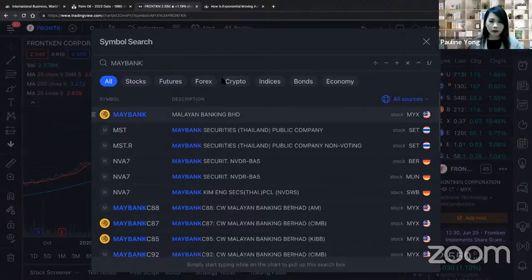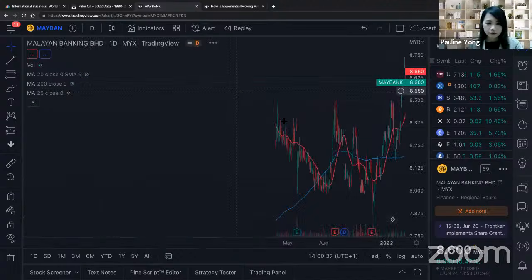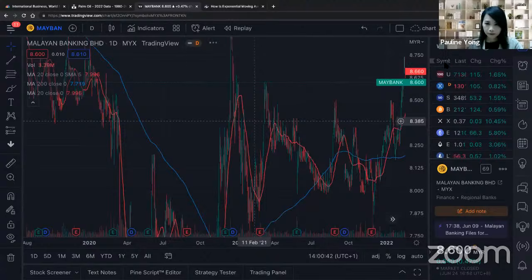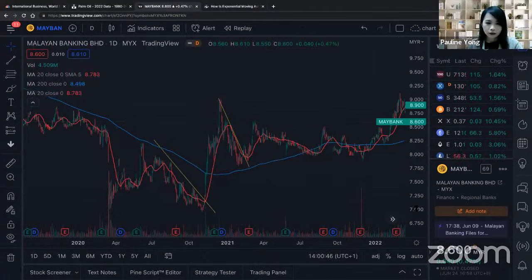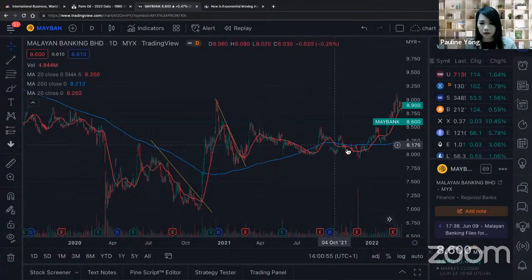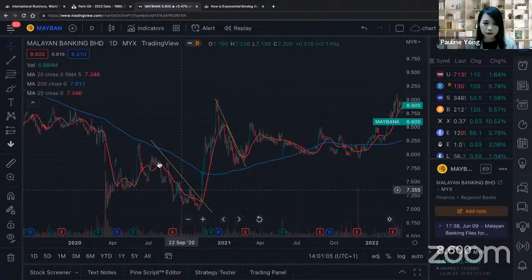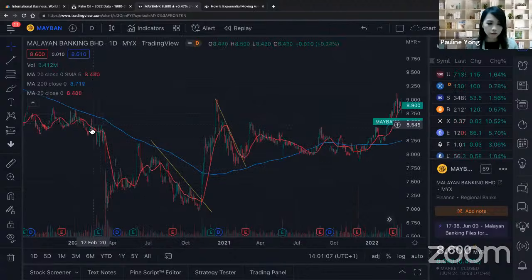Maybank is a slower one, and it is moving horizontally for quite some time. So this is Maybank. You see the moving average line, it is actually the 20-day, right? It is actually across the body of the candlestick. It is not really as good as the front can. It is crossing the body of the candlesticks, so that means you have a lot of false signals here.